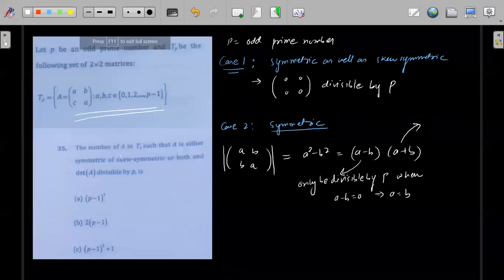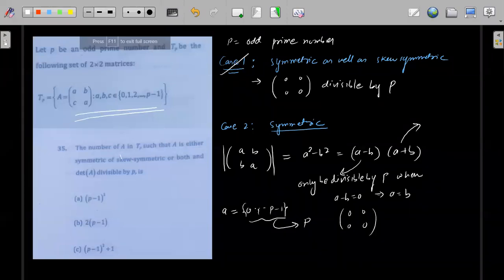In only that case this will be divisible. So we can take values of a from 0 to p minus 1, so the total number of cases here will be p. This case, where the matrix is of this form, has already been covered. So when a minus b is divisible, the total number of cases will be p.